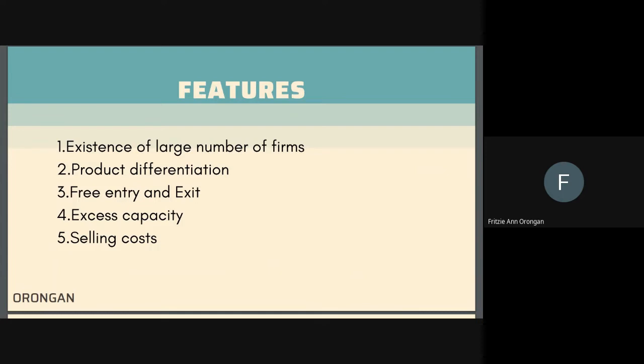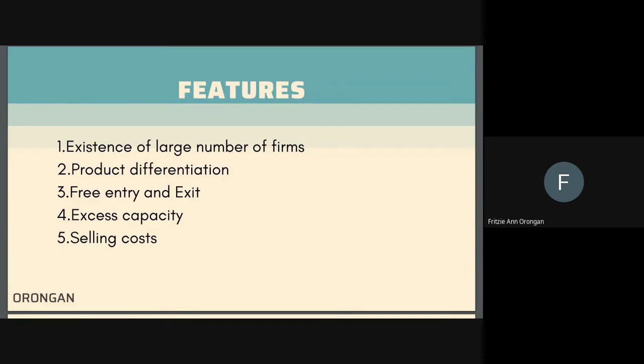Fourth is excess capacity. Firms under monopolistic competition operate with excess capacity. The firm's profit maximizing output is less than the output associated with minimum average cost. All firms, regardless of the type of market they operate in, will produce to a point where demand or price equals average cost. In a perfectly competitive market, this occurs where the perfectly elastic demand curve equals minimum average cost. In a monopolistic competitive market, the demand curve is downward sloping. So in the long run, this leads to excess capacity.